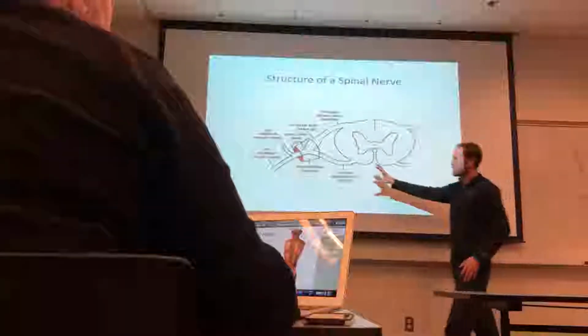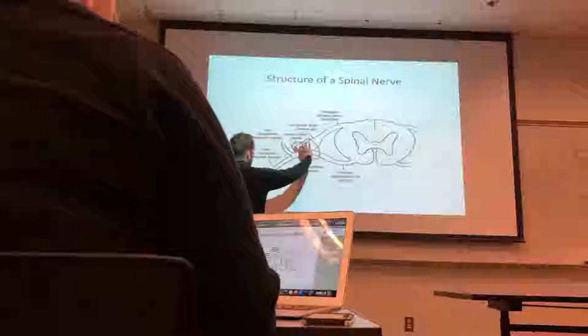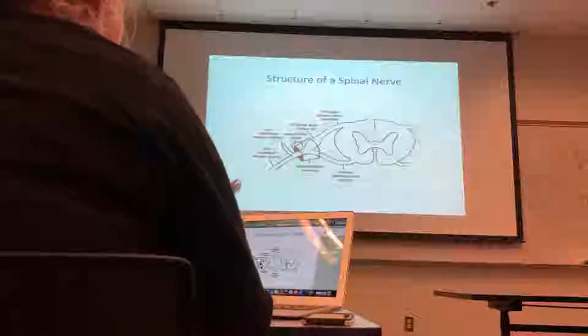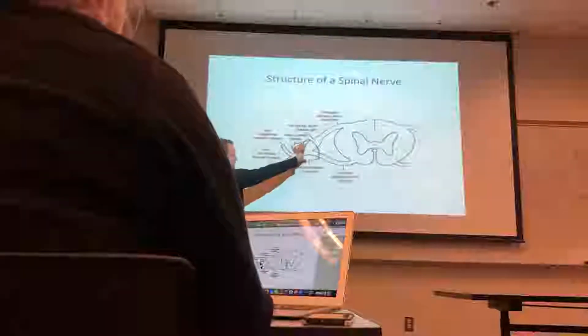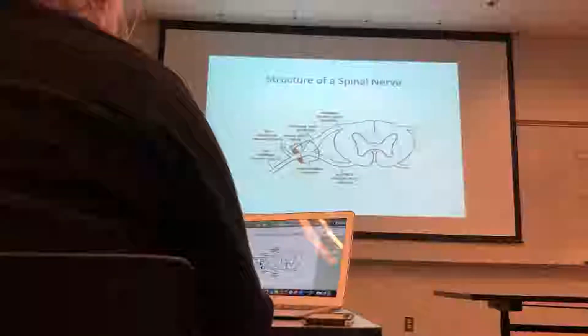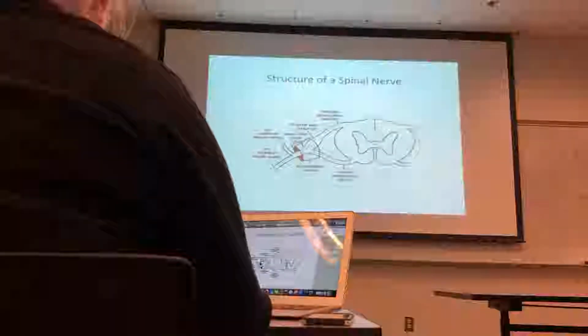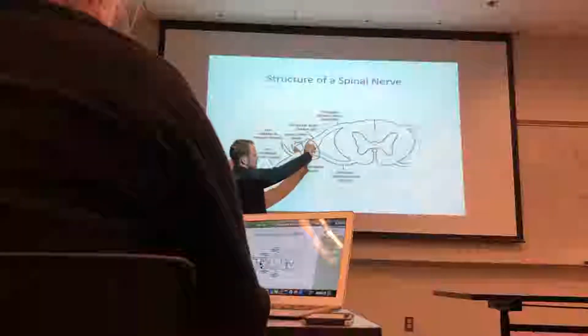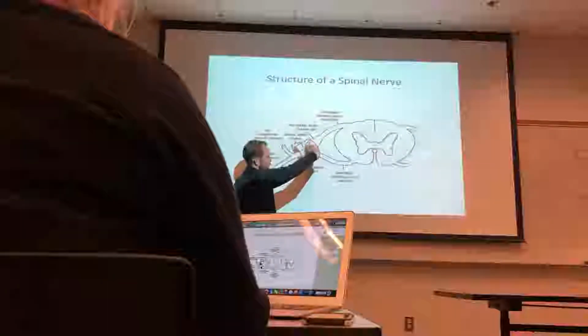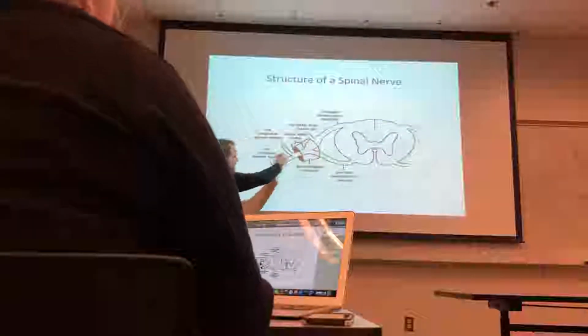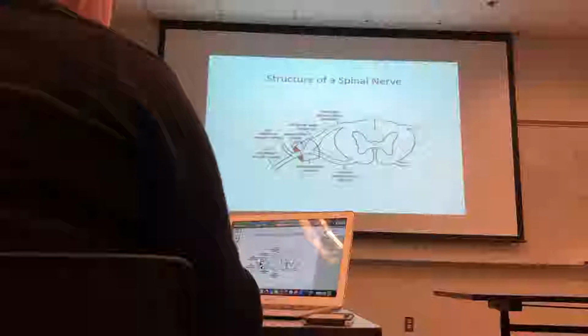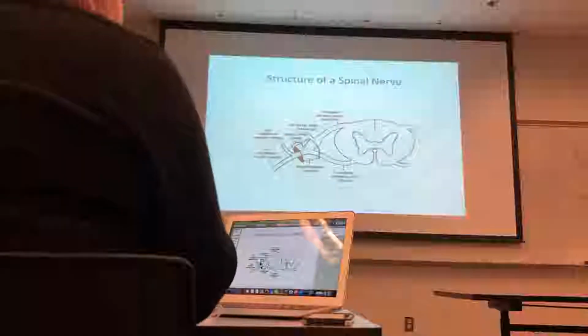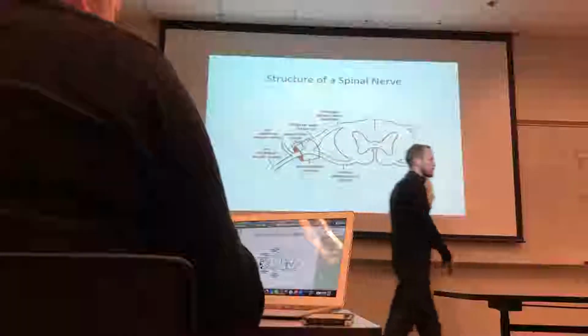So here's where we see this joining occur. Here's the intervertebral foramen, right? The bony exit from the vertebral column. At that area is where you're going to have that joining of the dorsal and ventral root as it comes out the foramen. Okay, so just anatomically, that's where that's occurring.